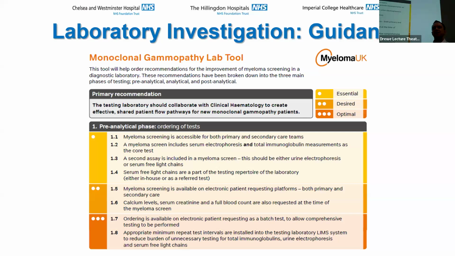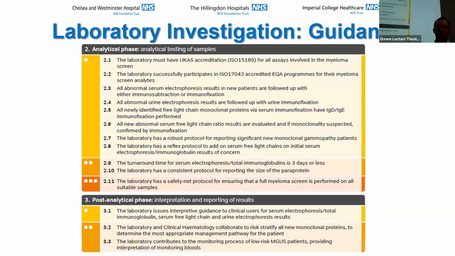There is some guidance, again by Myeloma UK, around laboratory investigations, and this will give you a whole host of things which the laboratory must, or is suggested to, comply with, from pre-analytical to analytical and post-analytical recommendations. A lot of this is more suggestion than fixed in stone, and some of it, depending on how your service is put together and run, may not actually work in your case. This is based off the University of Oxford Hospitals' service, so just bear that in mind if you want to go away and have a look at some of that.